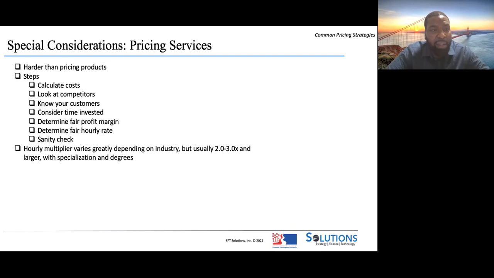The steps involved: calculate your costs, look at your competitors, a lot of the same stuff you would do if you're pricing a product. Determine a fair profit margin, determine a fair hourly rate, and then you've got to sanity check it, right? It's usually on the low end, somewhere between 2 and 3 times what it would cost someone to do it directly.